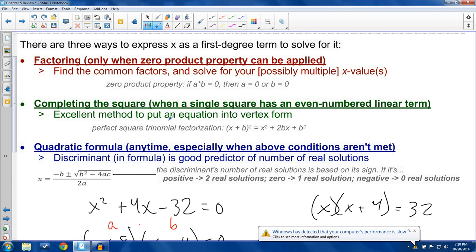So there's another way to do it if we can break this down into what's called a perfect square trinomial. That way we can make it factorable and we can get it into this form. This way you have a single x variable for which you can solve.